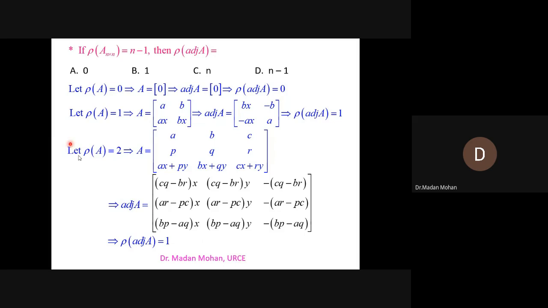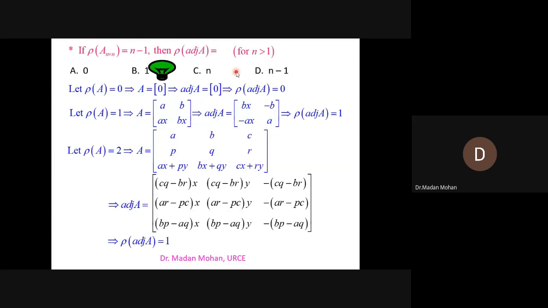Now, if you observe, when rank of A is 2, its adjoint rank is 1. When rank is 1, its adjoint rank is 1. Now, from this, we can conclude rank of adjoint A is always 1. When rank of A is 1, adjoint A is 1. When rank of A is 2, adjoint A is again 1. But this is for n greater than 1, because it fails for n equal to 1. For n equal to 2, 3, it is always 1. It won't depend upon it. Of course, please remember it.